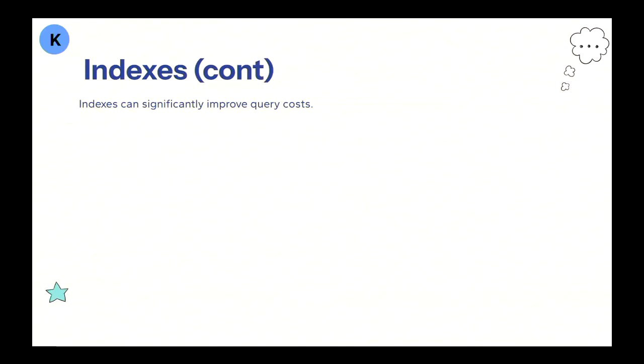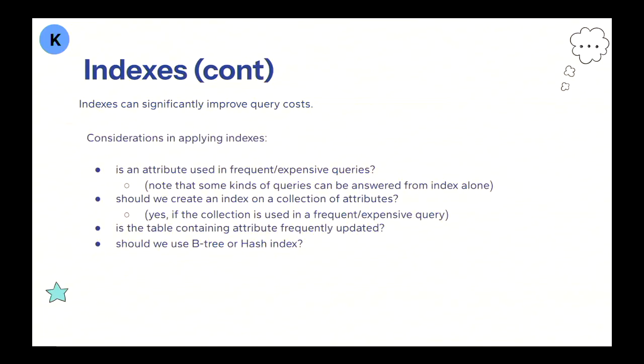Indexes can significantly improve query costs. But here are some considerations when you use indexes. The first thing to consider is whether the indexed attribute is frequently used in, or involved in, some expensive queries. If not, we'd better not index that attribute, because it will incur some cost when we update the data. So that's the first thing we need to consider.